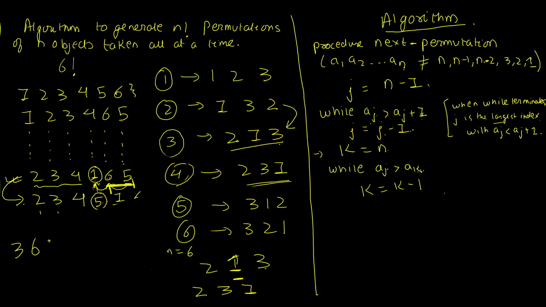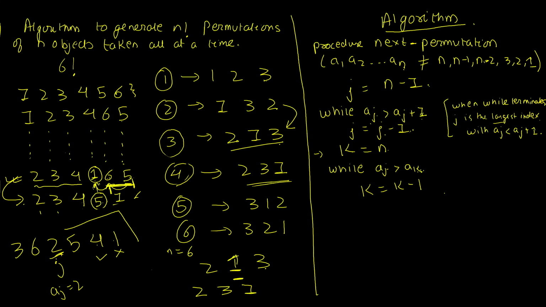So I started with 362541. When the first while loop terminated, I found the first number that is not in ascending order. So I figured out that this would be my j, the position of j, and the value of my aj would be equal to 2. Now from the remaining 3 numbers, which I know are already ascending, looking from the right, I want to find the first number that is greater than 2. So 1 is not greater than 2, but 4 is greater than 2.